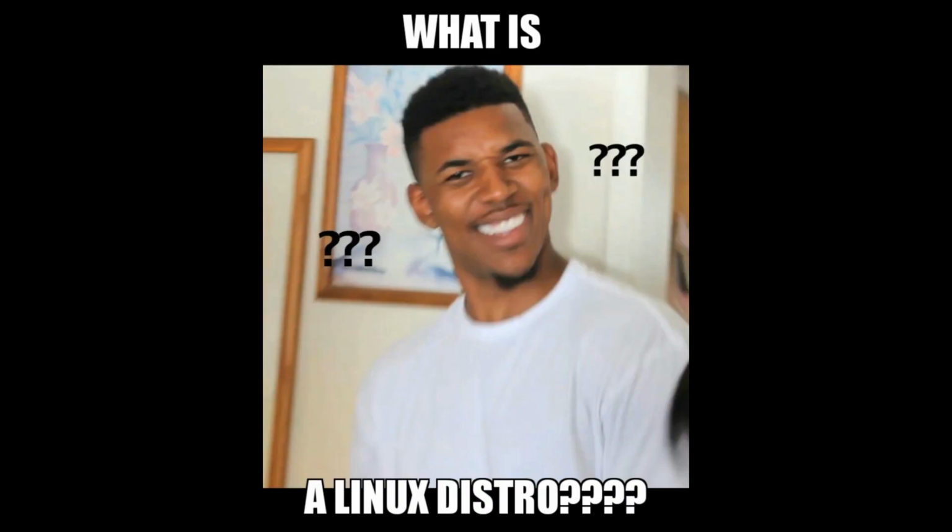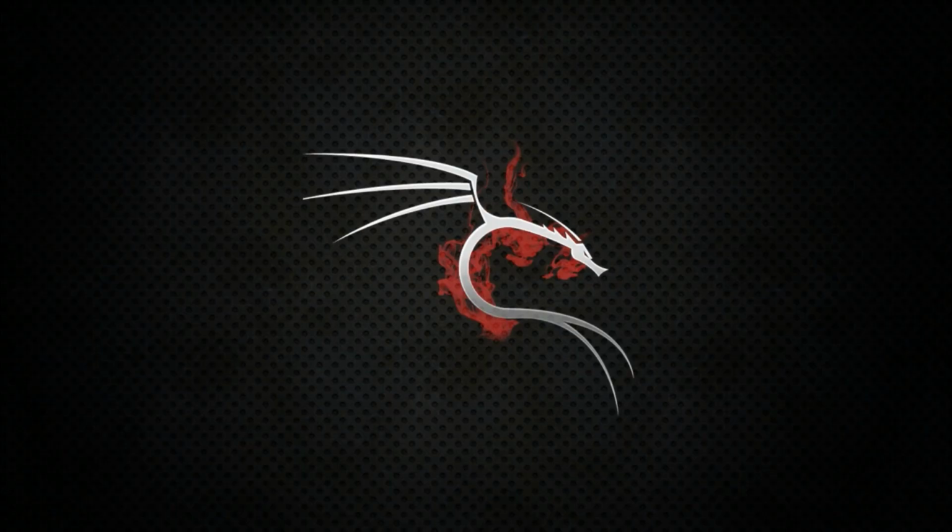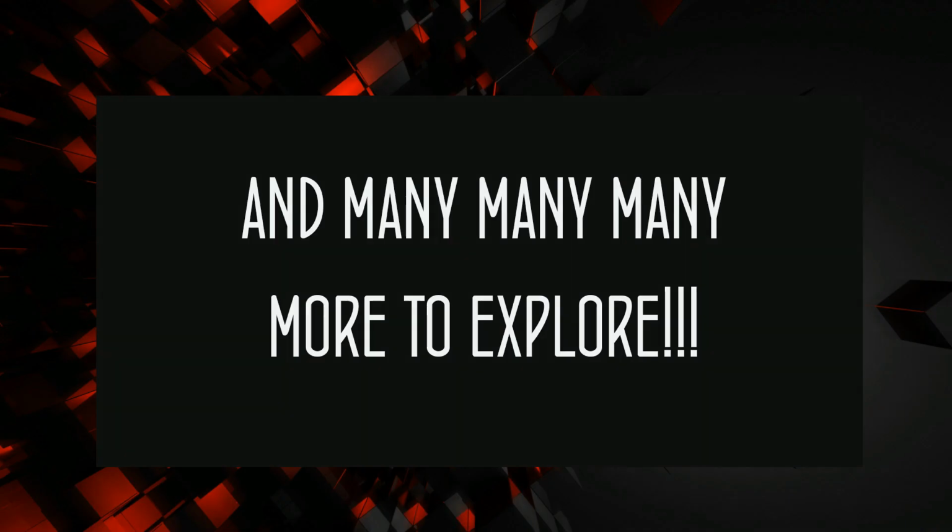Now, the question is, what is a Linux distro? A Linux distribution, or simply a Linux distro, is a member of the Linux family of Unix-like operating systems, comprised of the Linux kernel and several other software, including GNU software. There are thousands of Linux distros you can actually use. Ubuntu, Kali, Arch, Linux Mint are just a few of them.